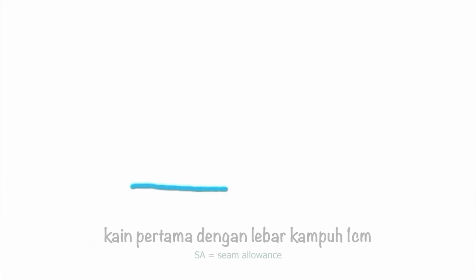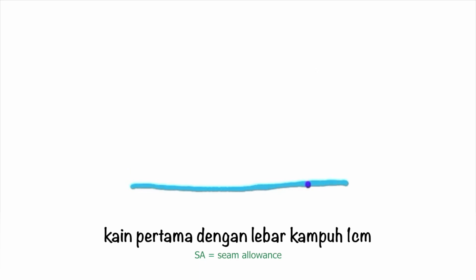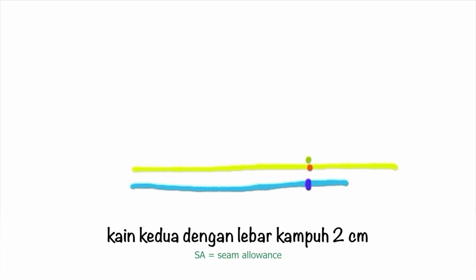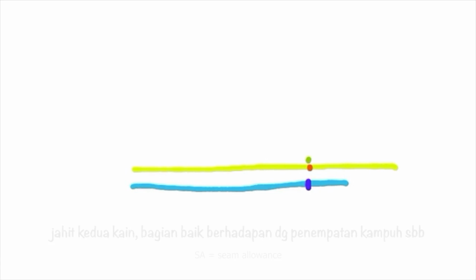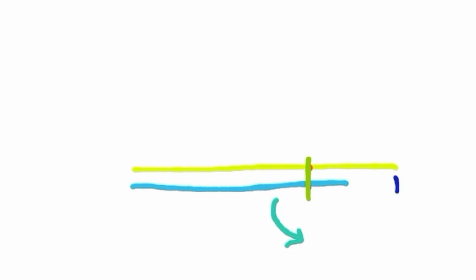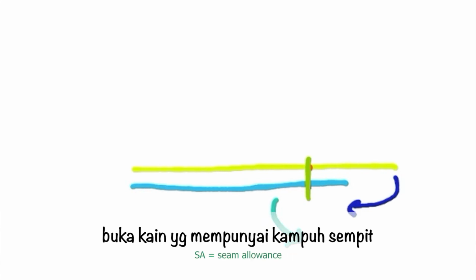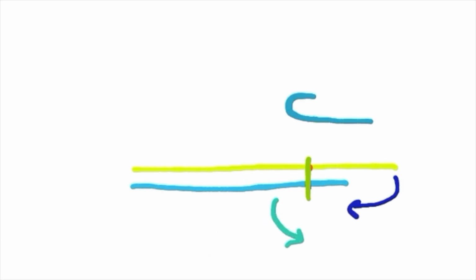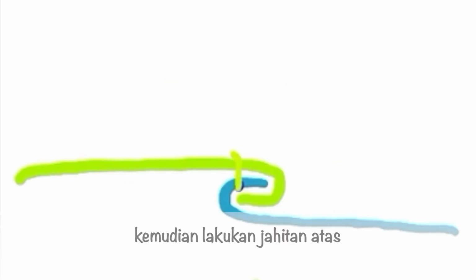The constructions. First fabric with 1 cm seam allowance, the second fabric with 2 cm seam allowance, then stitch the seam line. The two fabrics will have a 1 cm difference in seam allowance. Fold the longer seam allowance to cover the short one, and then fold the short fabric to cover all the seam allowance, just like this, and then add the top stitching.